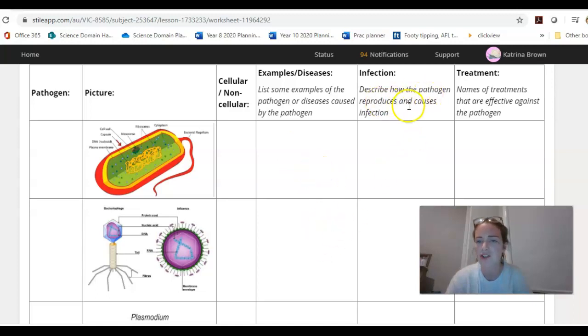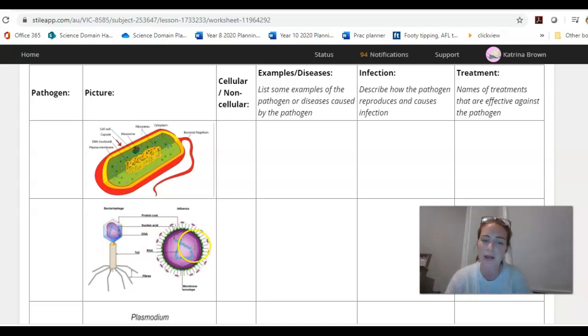Describe how the pathogen reproduces. That's a really important one. So there are key terms that you need to be using in here. For bacteria, I want to read the word binary fission. For virus, you've got two that you need to give a little bit of detail for. This one is called a bacteriophage. It's called bacteriophage because they are viruses that infect only bacteria. So that's some key detail that you should include.